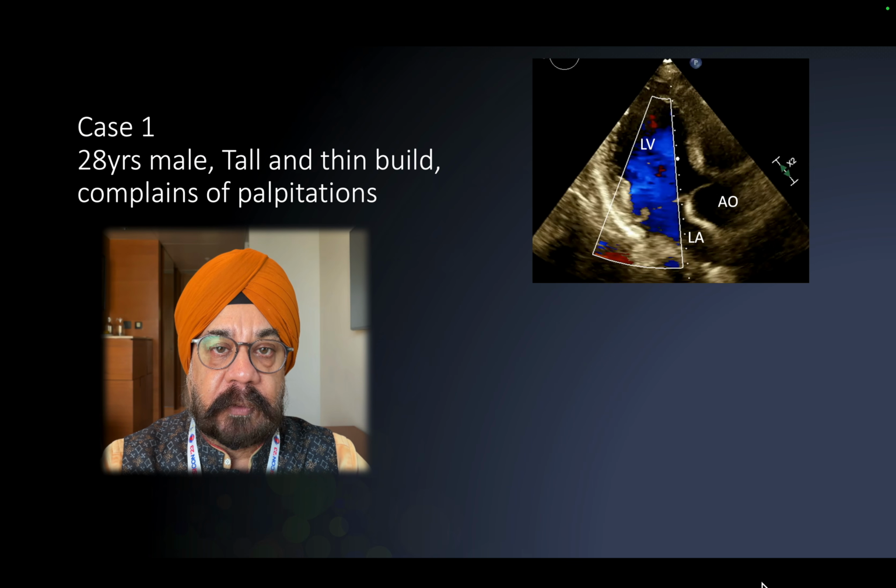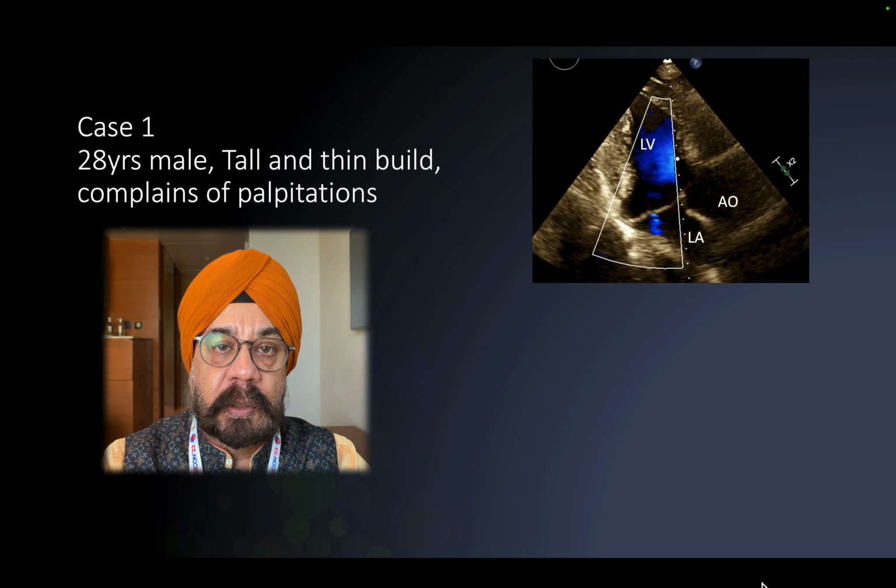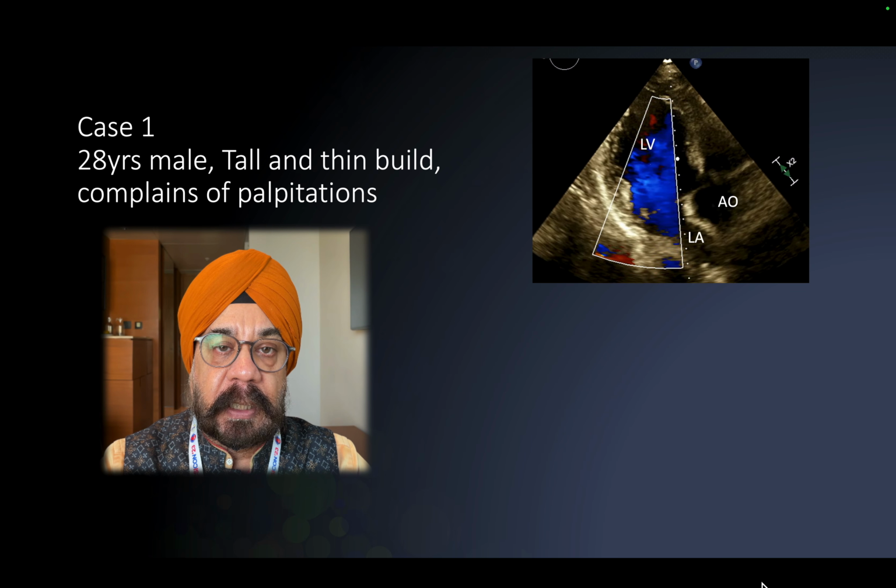I start with a case. This case is a tall fellow who complains of on and off palpitations, and if you see on an echo, there is a mild mitral regurgitation. There is a mitral valve prolapse.